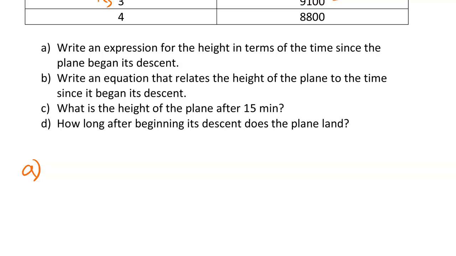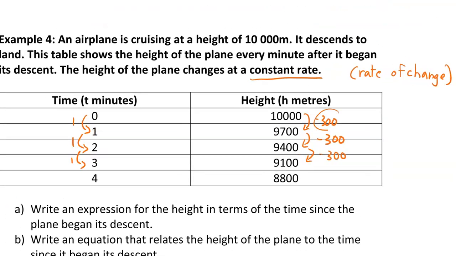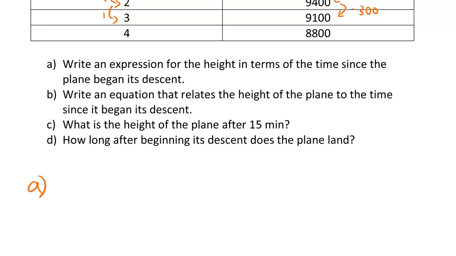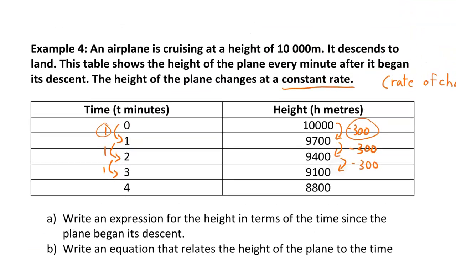So we have our rate of change, which is negative 300, and 1. So negative 300 over 1. Now, what was changing?